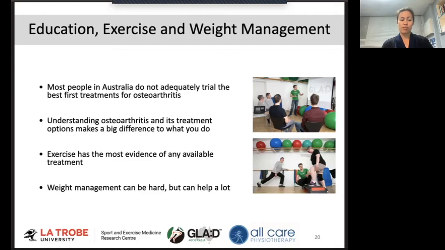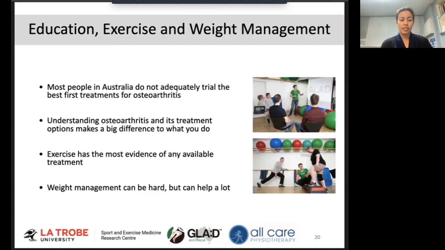So the first component of the first line treatment, education, is vital, as it is essential to understand the possible causes of OA, what can be done and how you can change those modifiable factors, and the importance of self-management, because it is a lifelong disease and unfortunately it is irreversible. Exercise is the next component of the first line treatment, and it is proven to be effective for pain relief and has the most positive evidence in all of the literature of any available treatment for hip and knee osteoarthritis.